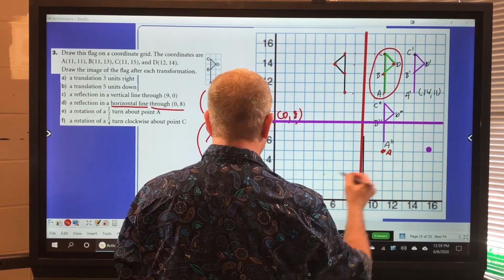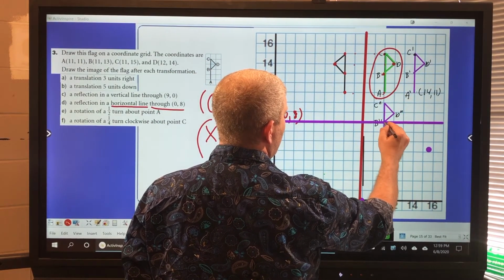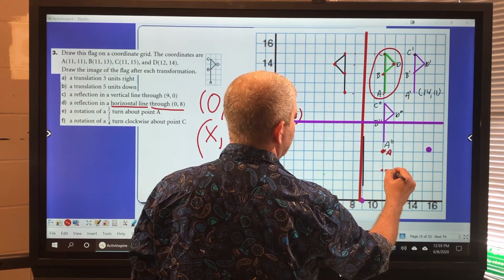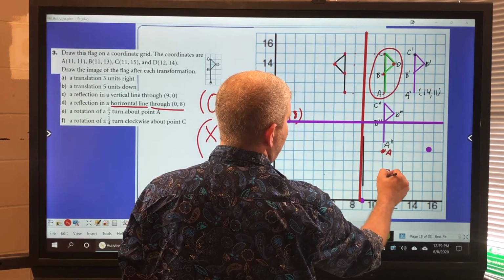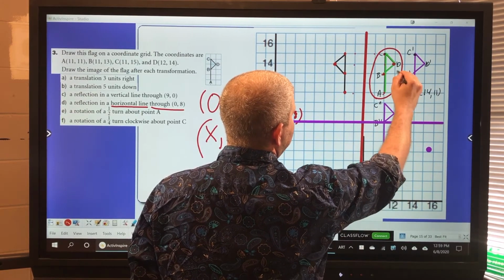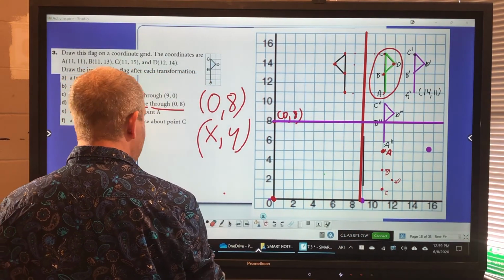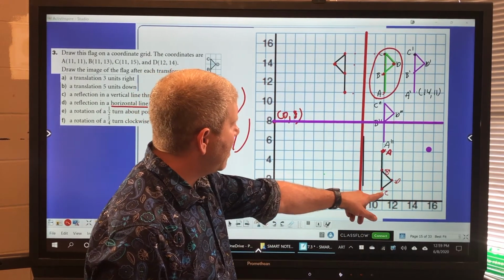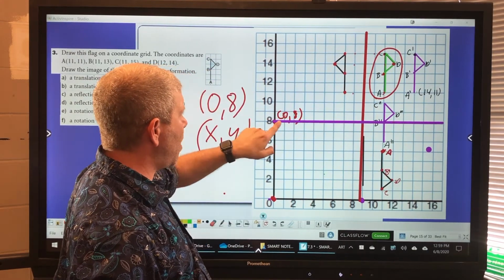I'm going to write down A. And B is 1, 2, 3, 4, 5 away. So I'm going to go 1, 2, 3, 4, 5 away. And here is B. And C is 3, 4, 5, 6, 7 away. So I'm going to go 3, 5, 7 away. So here is C. And D is over 1 and 6 units away. So 3, 4, 5, 6. And here is D. And now I'm simply going to go and connect them with a black line. And right there is going to be my reflection from this shape in the horizontal line through 0, 8.